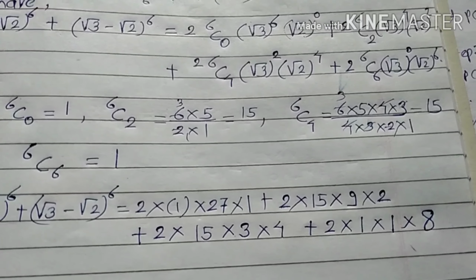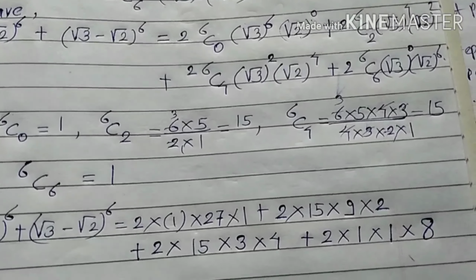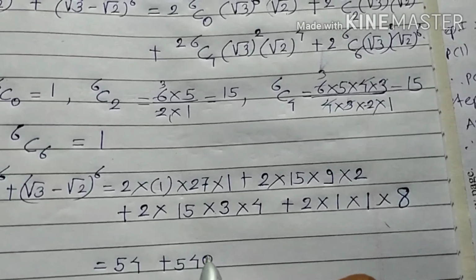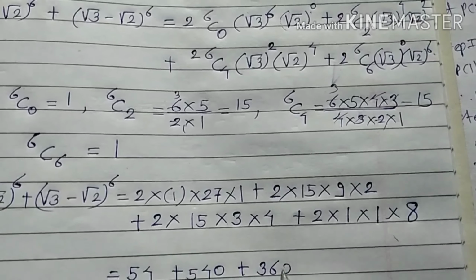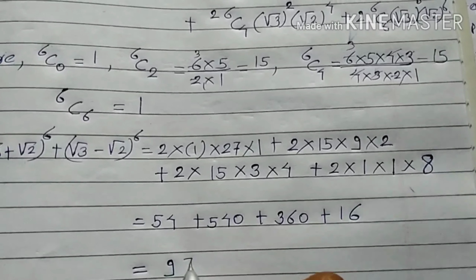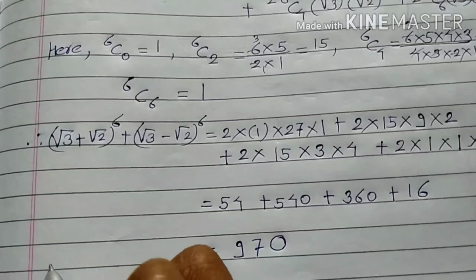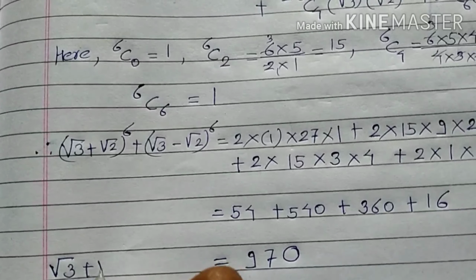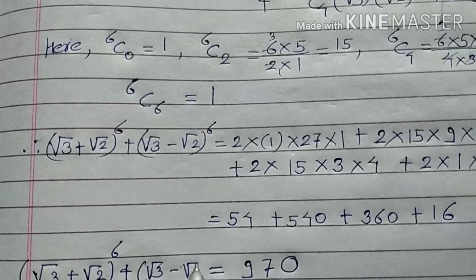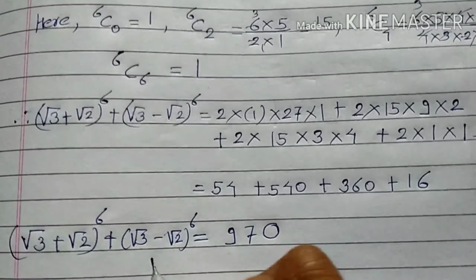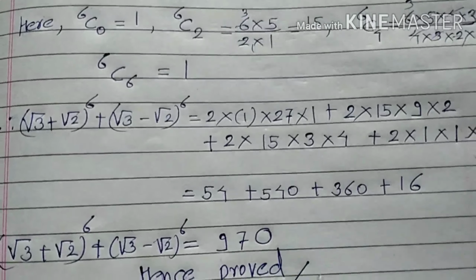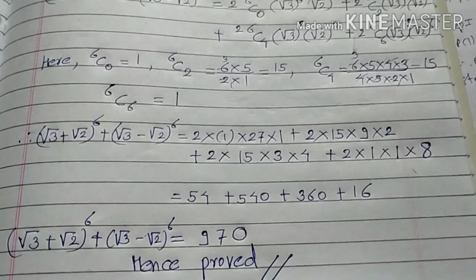Now multiply all the terms. So it is 54 plus 540 plus 360 and it is 16. So its all addition is 970. Means we prove here (√3 + √2)^6 + (√3 − √2)^6 is equal to 970. Hence proved. So here we are done.